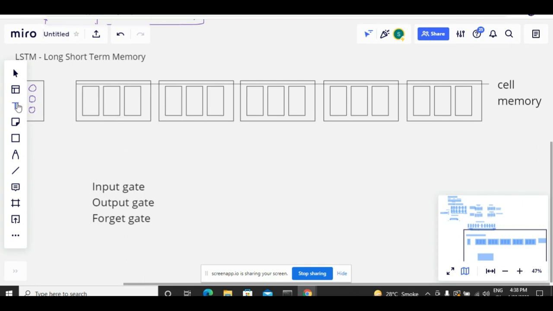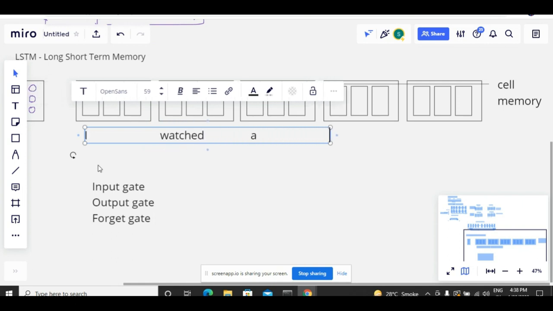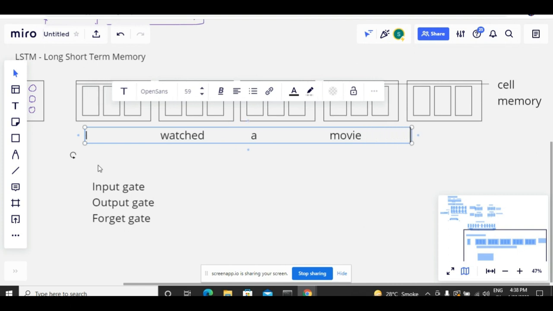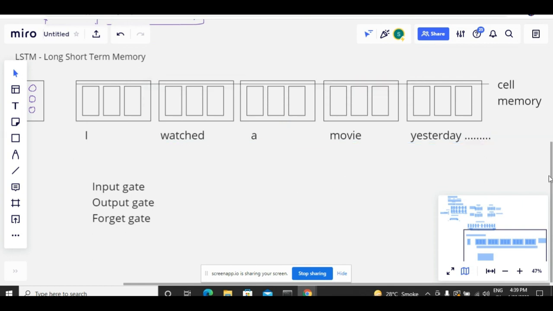Now let me explain the functionality of each and every gate. So let me consider one example. Let's say, I watched a movie yesterday with my friends, so there is a continuation. I watched a movie yesterday with my friends, and it was boring, something like that. So we have a sentence.